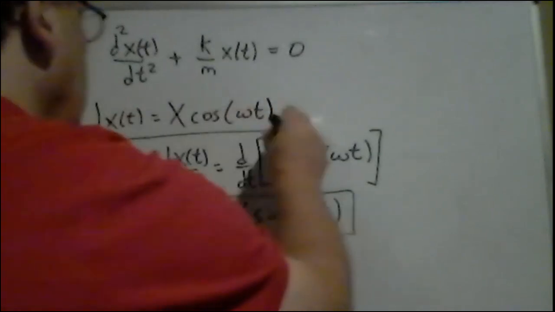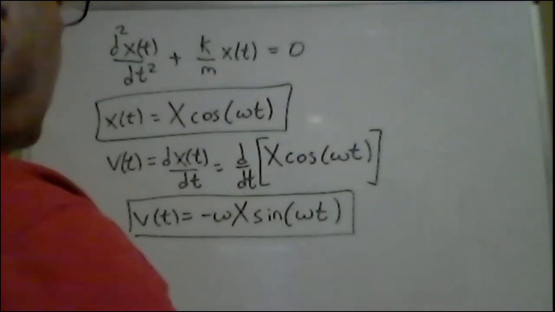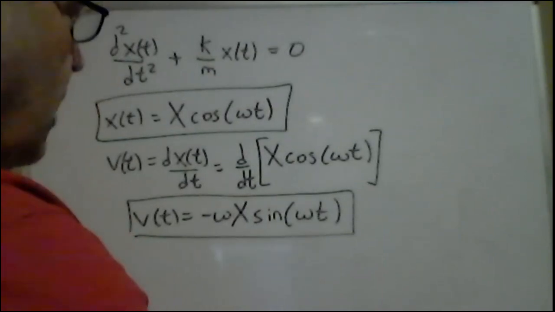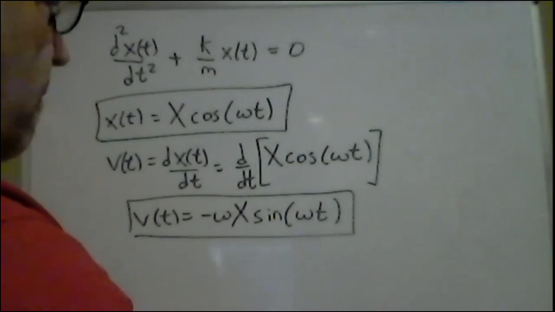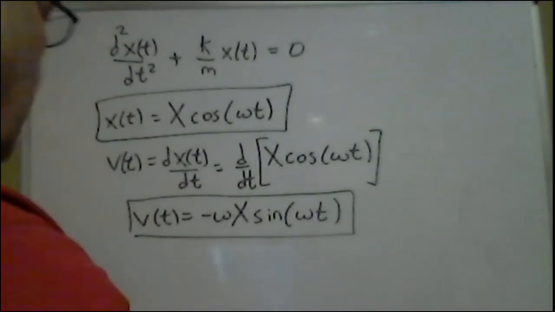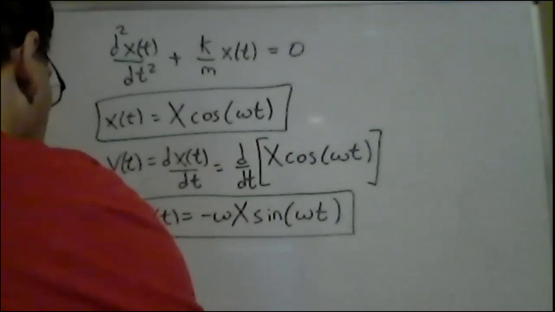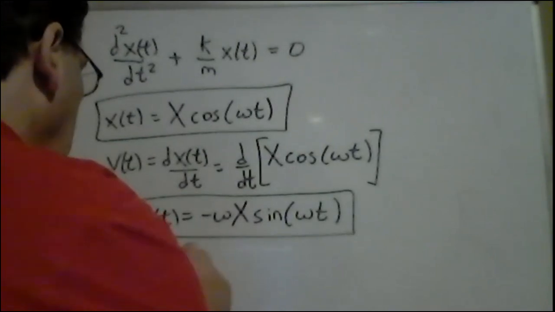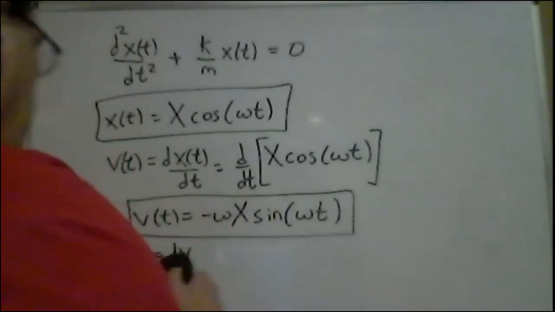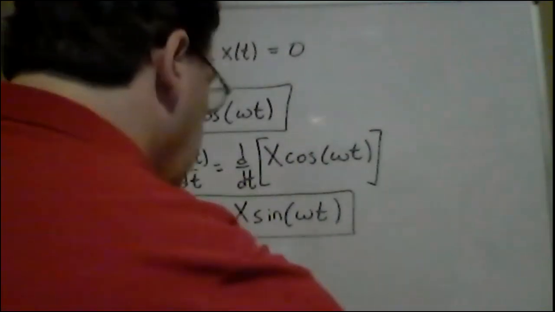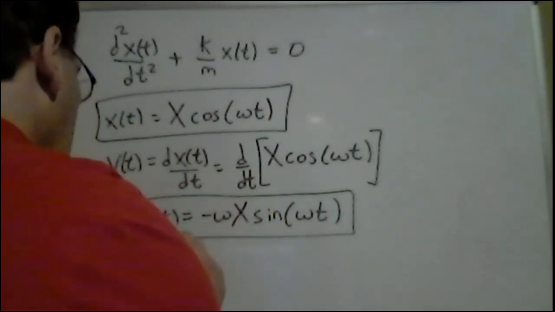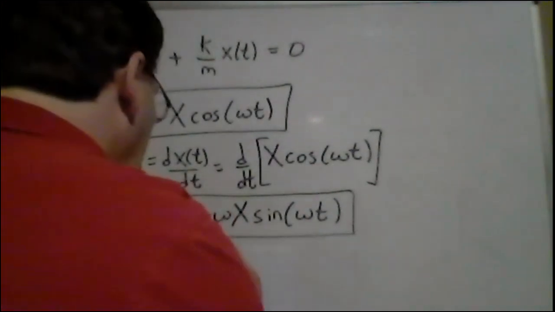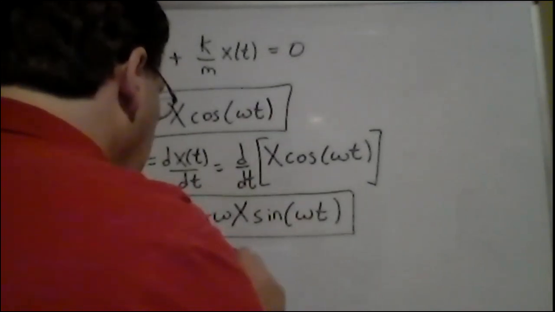I would write this in my notes, that is how you figure out the velocity. The position of a mass on a spring is x of t equals capital X, which is the amplitude, cosine omega t. The velocity is negative omega out front times capital X sine of omega t. But I really want the acceleration, right? So I really want to go one more. A as a function of time is the second order time derivative of the position, which, by the way, is the first time derivative of the velocity.